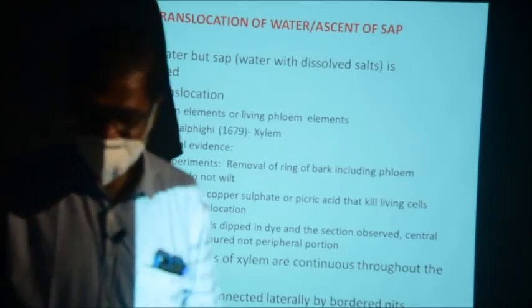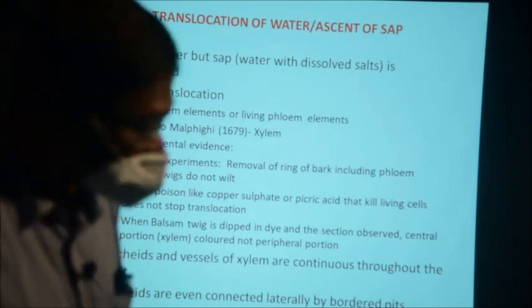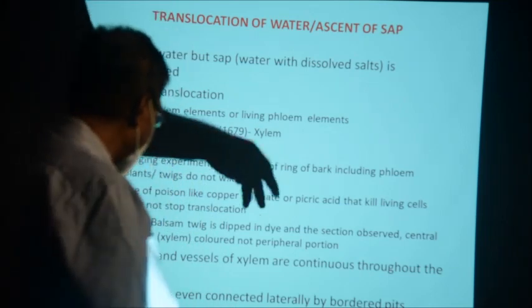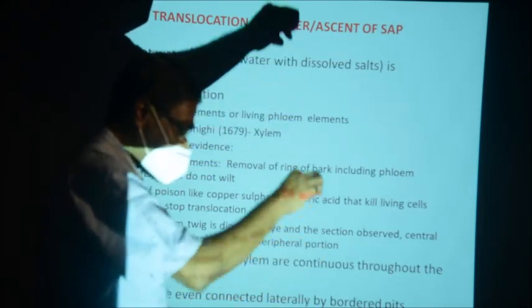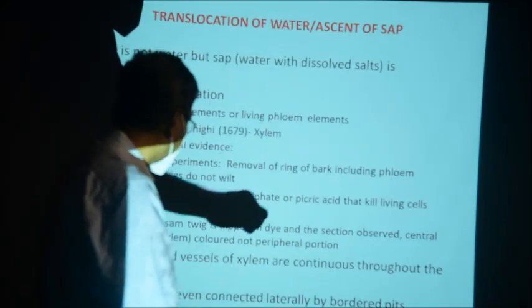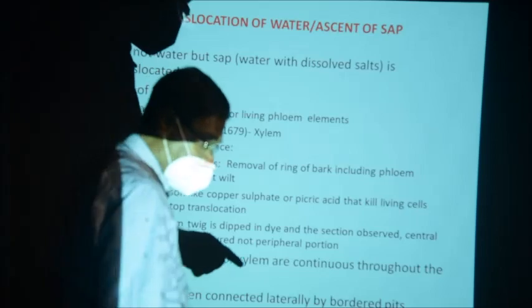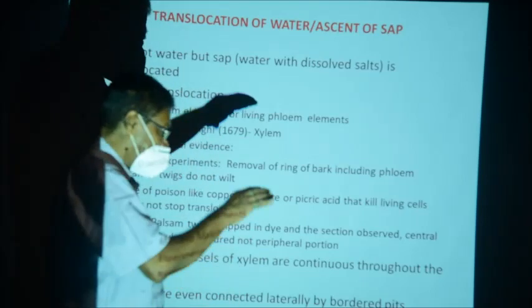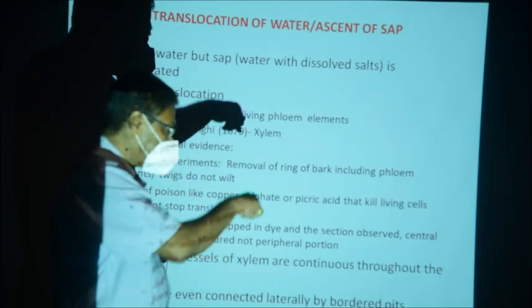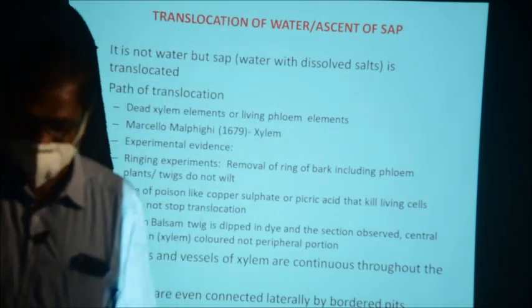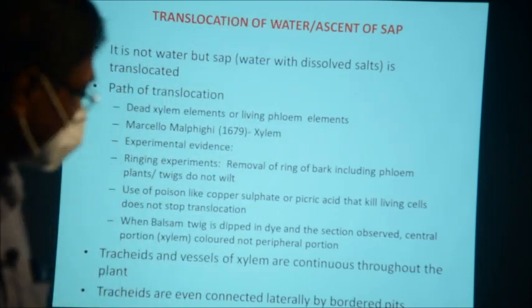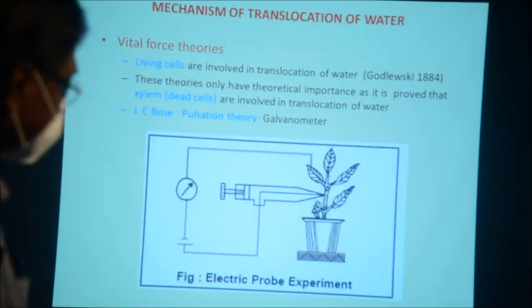that is xylem. And in balsam plant, it has been found that when a colored substance is kept inside a beaker and a twig is kept in it, you find that the colored structure is found in the xylem and not in the phloem. These things indicate that xylem is the path of translocation.